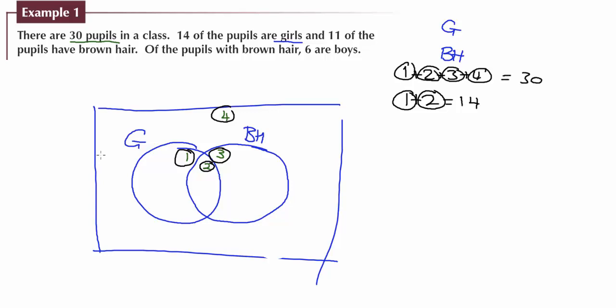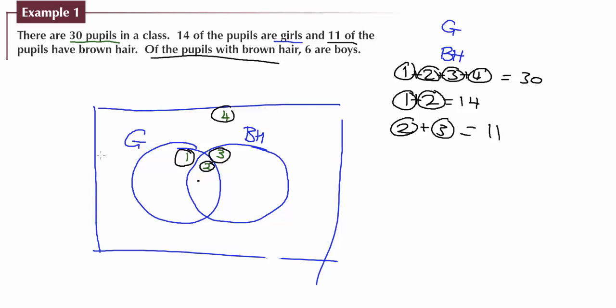Sections 1 and 2 have to add up to 14, and it goes 11 of the pupils have brown hair. Again, that means sections 2 and 3 have to add up to 11. But again, I can't put 11 here. I can't put 11 here. That's wrong. It just means that these two add up to 11. So for example, that could be 8 and 3, but I just don't know. It could be the other way around, like 7 and 4. I don't know. That's the problem I have.